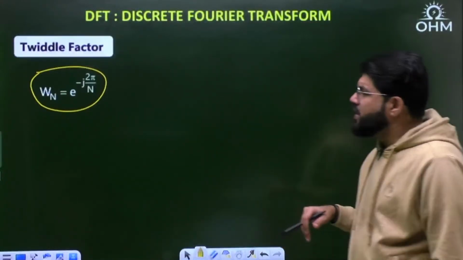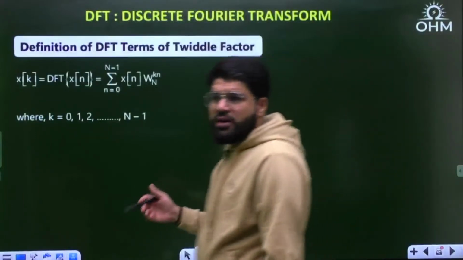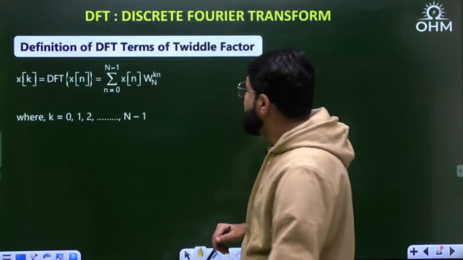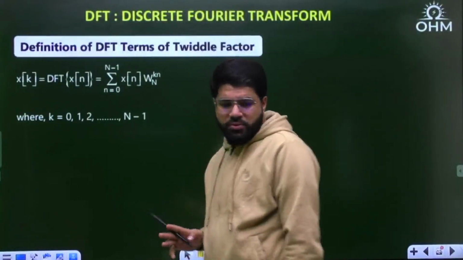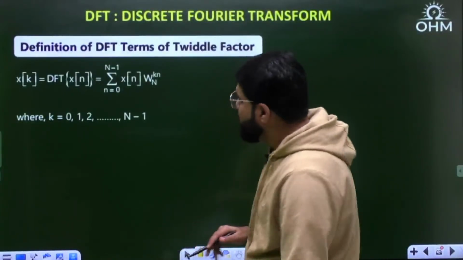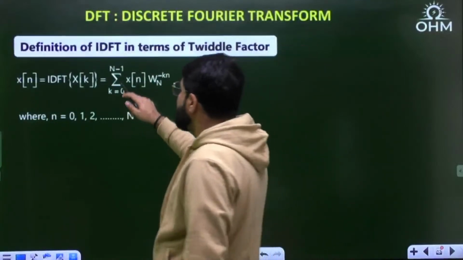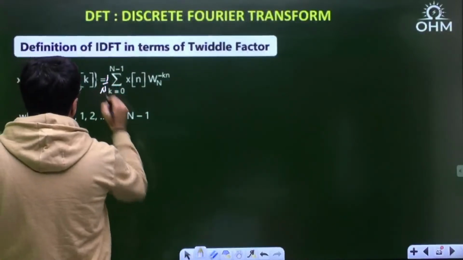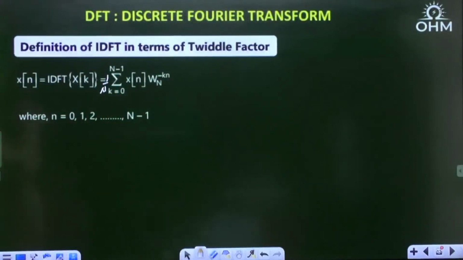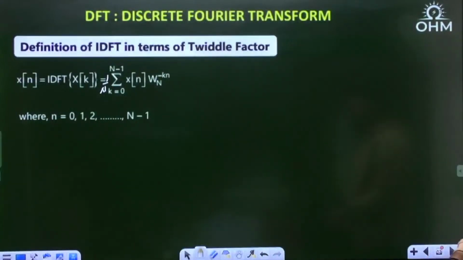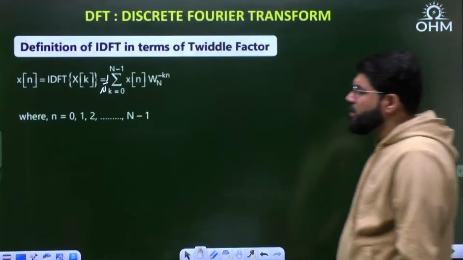Placing down the DFT formula in terms of the twiddle factor, what do I get? The DFT will be given by summation n equal to 0 to n minus 1 x[n] W power kn. And the IDFT formula will be, oh, I'm so sorry, 1 upon n is the missed factor here: 1 upon n summation k equal to 0 to n minus 1 X[k] W power minus kn. So these are the DFT and IDFT formulas in terms of the twiddle factor.